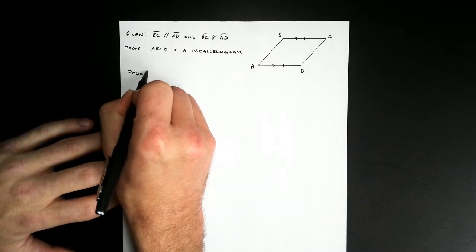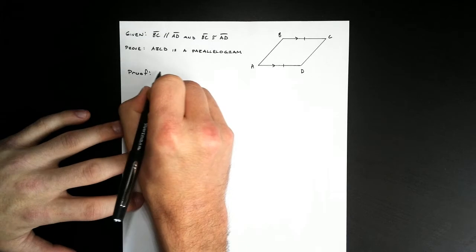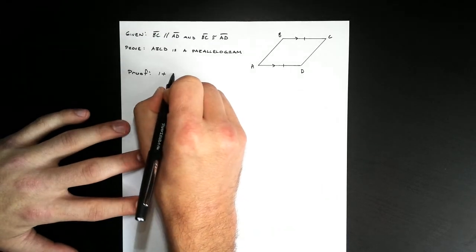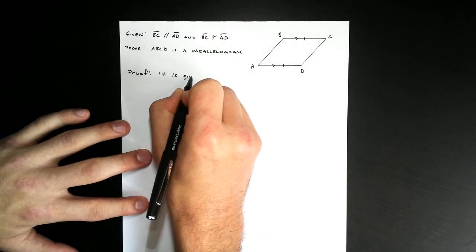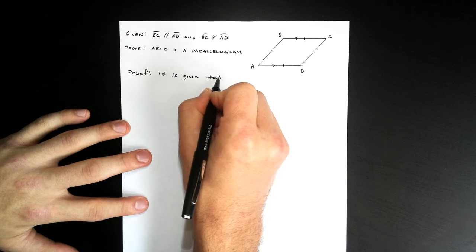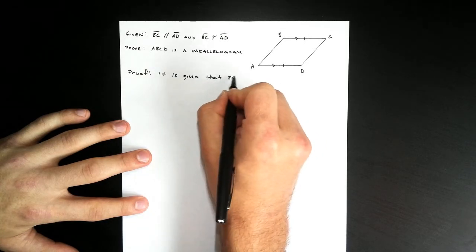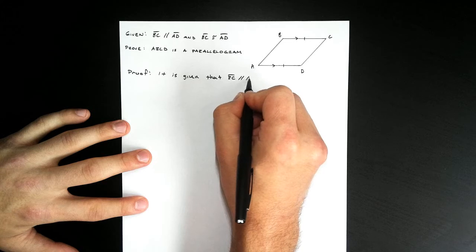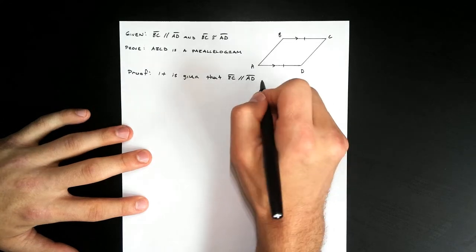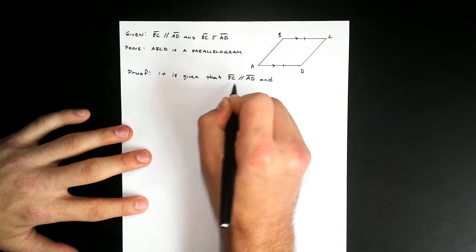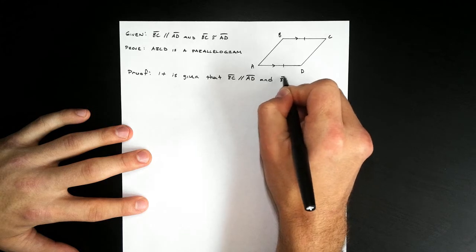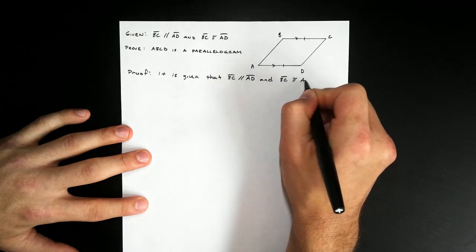So for our proof, as usual, let's start with our given information. Here we are given that we have this one pair of opposite sides that are parallel and they are congruent to each other.